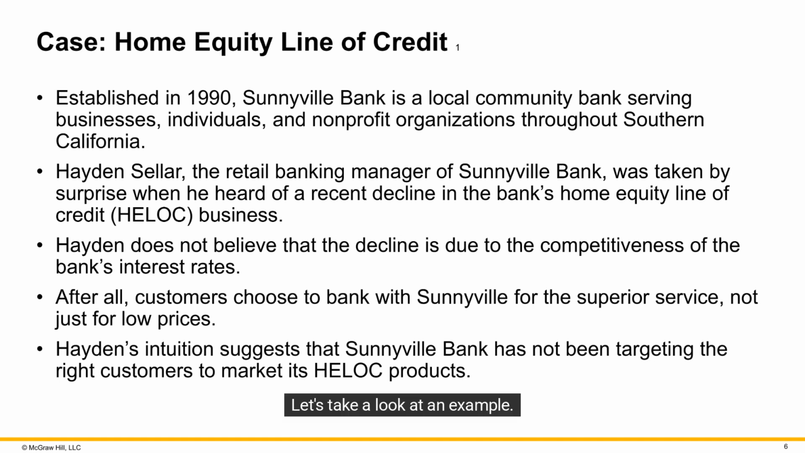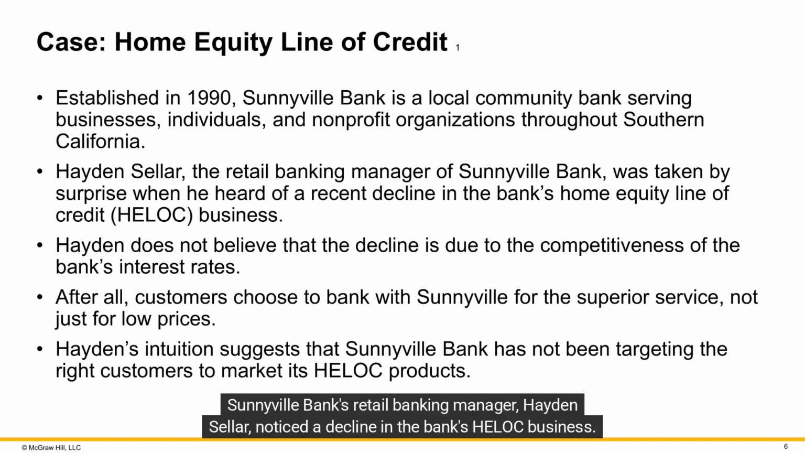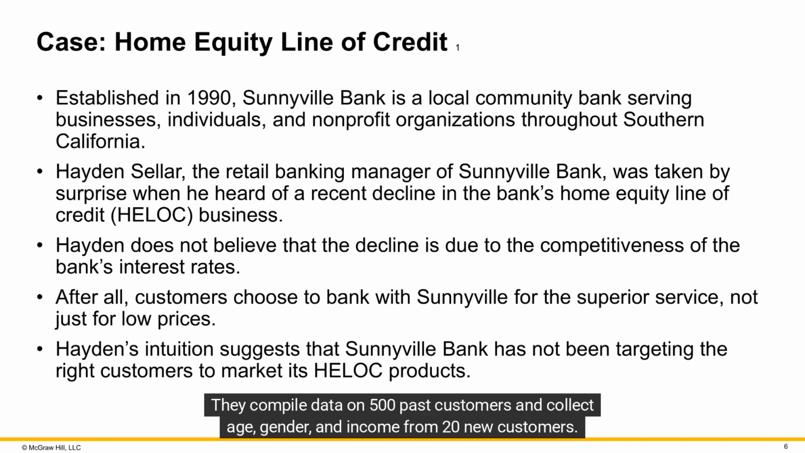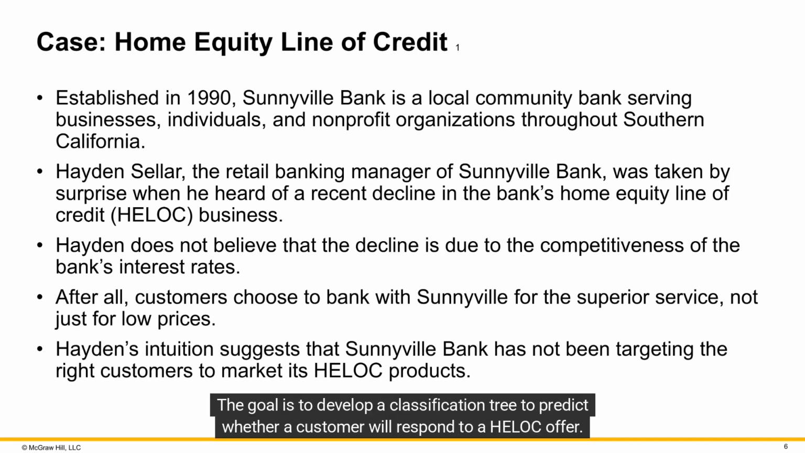Let's take a look at an example. Sunnyvale Bank's retail banking manager, Hayden Seller, noticed a decline in the bank's HELOC business. Hayden believes the decline is due to not targeting the right customers. They compile data on 500 past customers and collect age, gender, and income from 20 new customers. The goal is to develop a classification tree to predict whether a customer will respond to a HELOC offer.